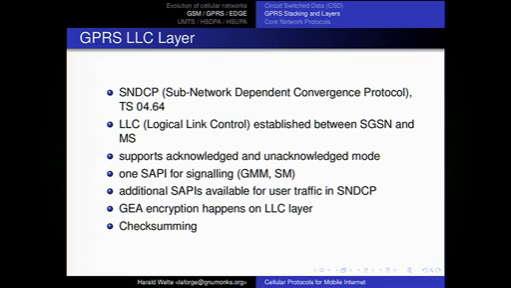LLC, actually, you might have heard in different contexts. I think LLC goes back to IBM mainframes, where in SNA networks, LLC was one of the protocols used in those networks. It's though a specific variant for GPRS networks that we have here. The encryption of GPRS happens on this LLC layer, and checksumming of the frames also happens on this layer.